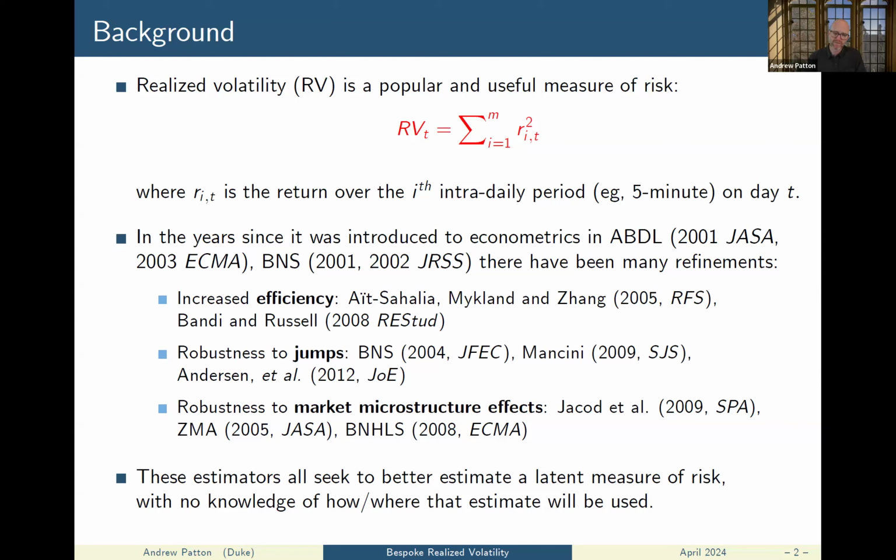And then following that was a burst of research on improving this measure of volatility. So making it more efficient, making it robust to jumps. And these little adaptations down here, this is Barndorff-Nielsen and Shephard, Mancini, Andersen, Dobrev, and Schaumburg. And then robust to market microstructure effects like bid-ask bounce, stale prices, other things like that. So there's been a lot of interesting work done on realized volatility, a lot of interesting extensions. What they have in common is that they think about this as an estimation problem without thinking about where that estimate's going to be used. And so that's where this paper deviates from the existing work. We're going to pay explicit attention to where the realized volatility measure will be used.